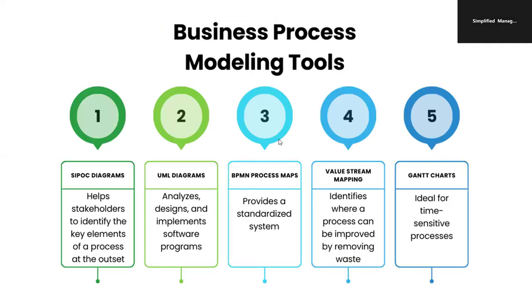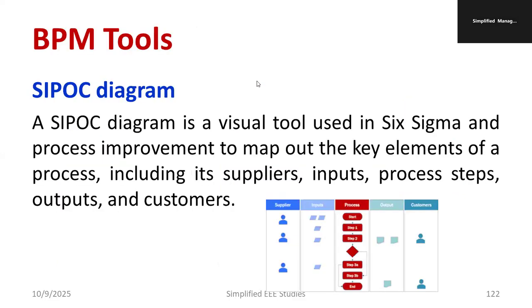Coming to business process modeling, there are 5 important tools. One is the SIPOC diagram, second is the UML diagram, third is BPMN and process map, fourth is value stream mapping, fifth is the Gantt chart. These are the 5 important types of business process tools.